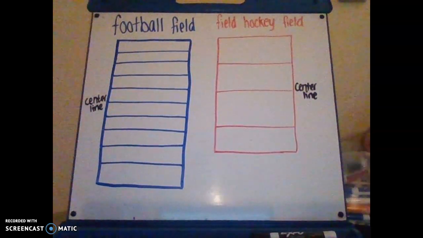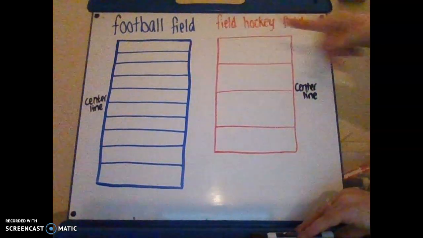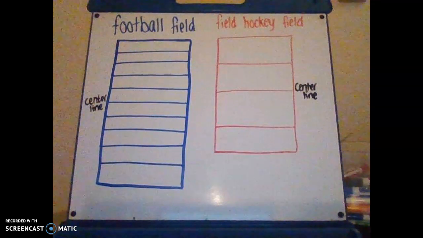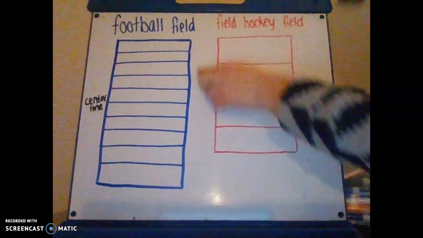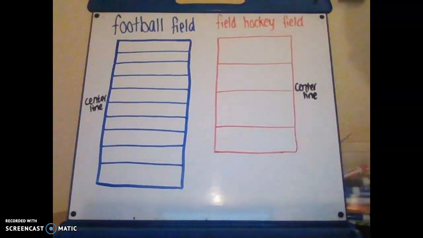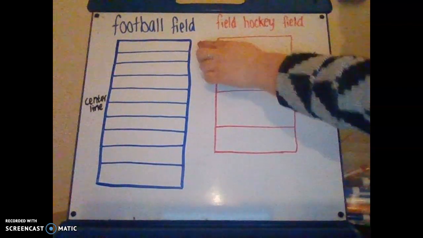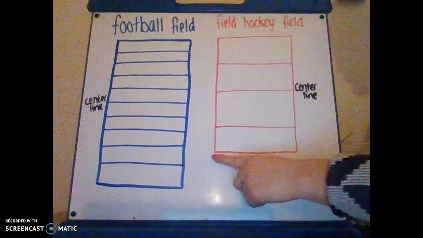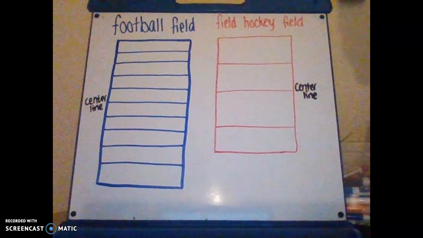Up here on our board, I have a football field and I have a field hockey field. Okay, so if we're looking at them, we can notice that they're not the same length. A football field is longer than a field hockey field. They start at the same spot and the field hockey field ends here, but the football field ends here.